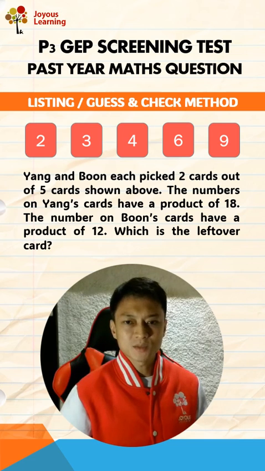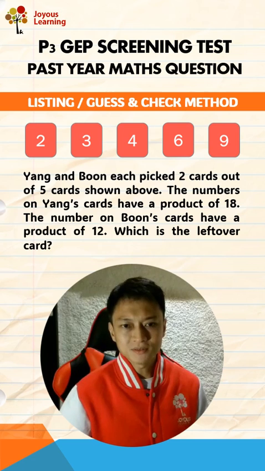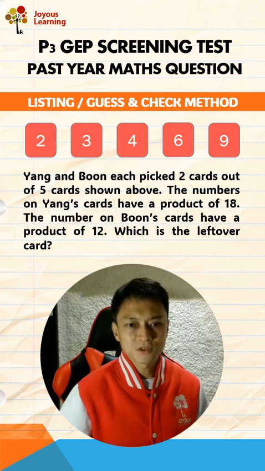Case number 2. If Yang had picked 3 and 6, Boon wouldn't be able to pick either of his 2 combos. Why? Because each of them contains one of Yang's cards, the 3 or the 6.